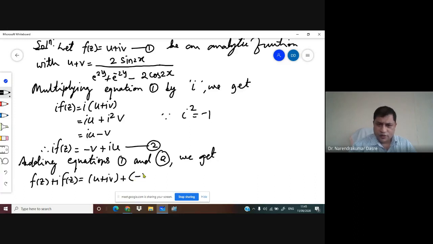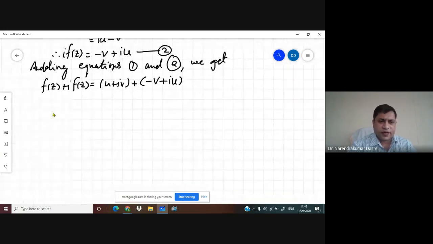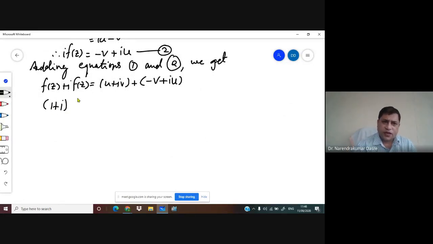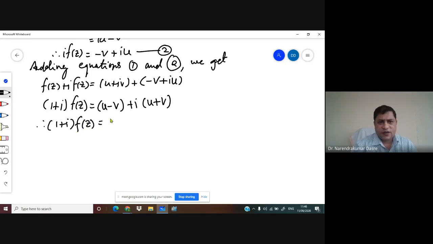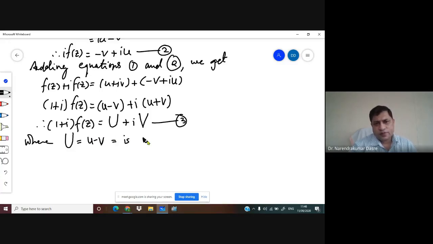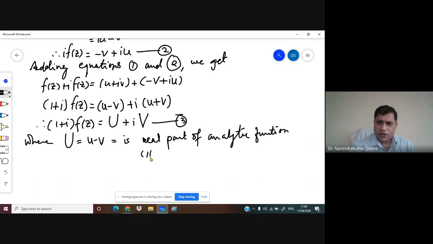Okay, now after this, as we have been given u plus v, I need to find where the term u plus v appears. So we multiply this by i. Multiplying equation 1 by i, we get i times f of z is equal to i times u plus iv. So it is iu plus i square v. What we know is i square is equal to minus 1. So I can write i times f of z is equal to minus v plus i times u. This is equation 2. Okay. We always write the real part and then the imaginary part. So we have to follow that standard.